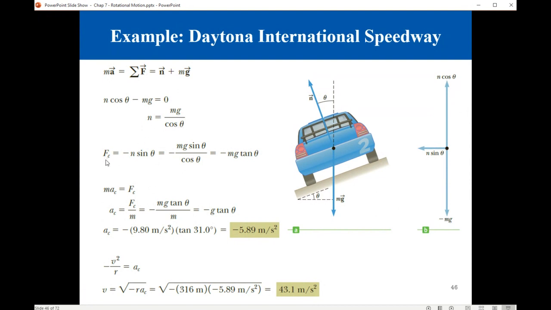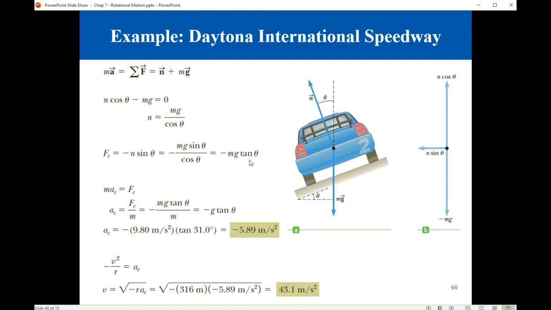Then for the horizontal component, this is the centripetal force. There is no other force along the horizontal direction. So it is minus N sine theta. Okay, we substitute for N, mg over cosine theta, multiplied by sine theta. So you end up with minus mg tan theta. Okay, this is the centripetal force.